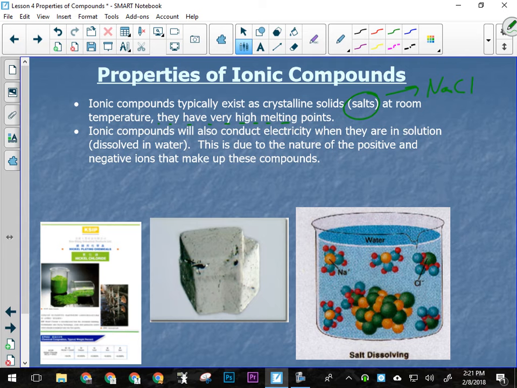And now you have these charged particles floating around in the water. Some of them are negative and some of them are positive. Okay, that allows their solutions to conduct electricity.